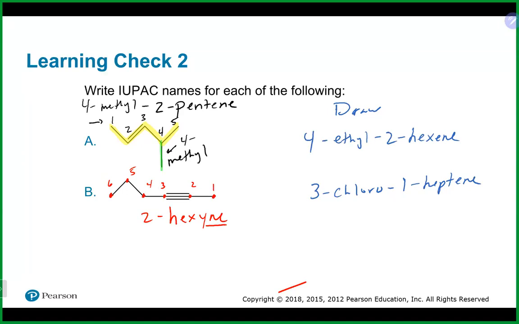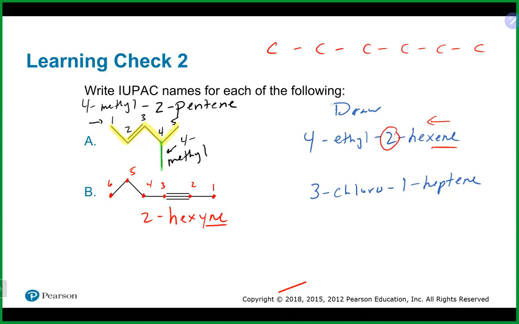All right, so we're going to draw some of this here after I switch around some numbers, which might be a little better. So we'll go backwards when we're drawing. ENE means I have a double bond. Hexane basically means I got 6 carbons. So 1, 2, 3, 4, 5, and 6. That double bond is going to be at carbon number 2.